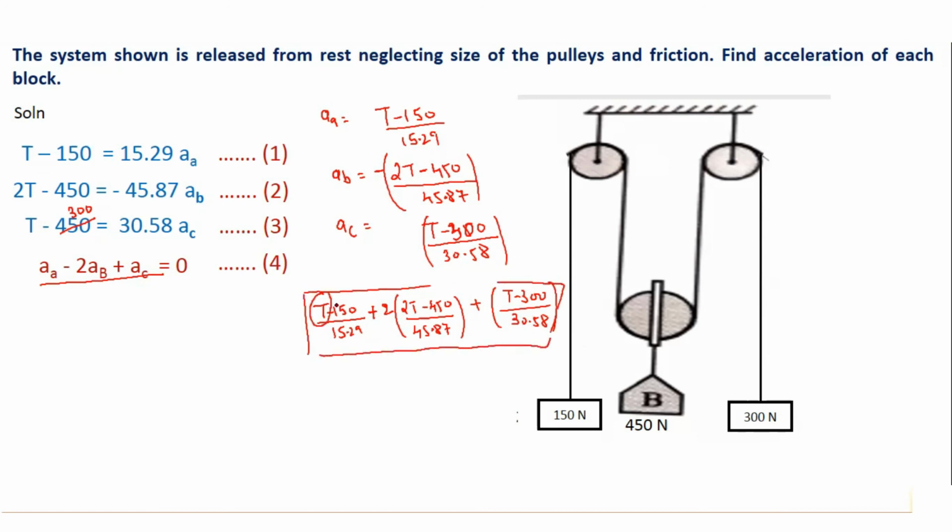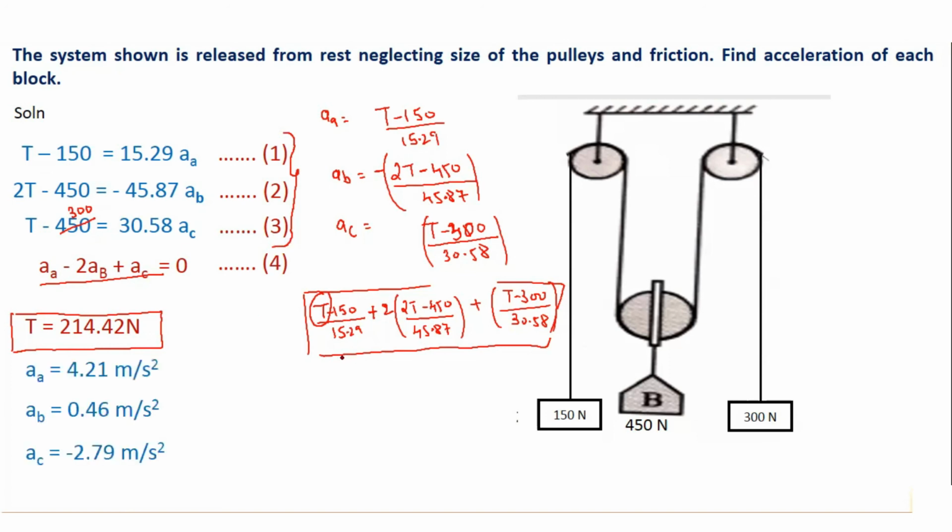So solving for T, I will get the answer for T as 214.42 newtons. And once I got T, I can put the value of T in these 3 equations to get the answers for AA, AB and AC. So I will get the answers for AA as 4.21 meter per second square, AB as 0.46 meter per second square, and AC as minus 2.79 meter per second square.